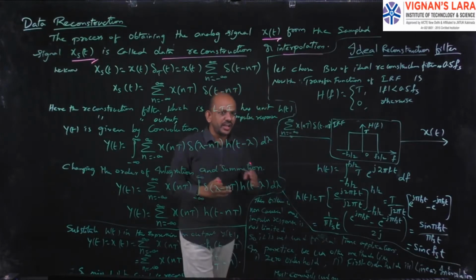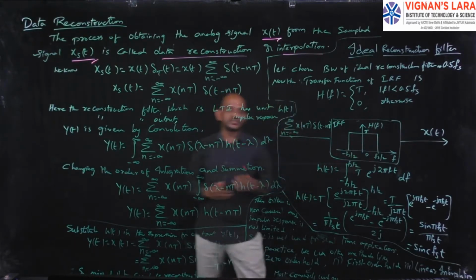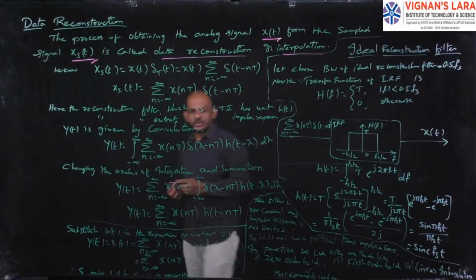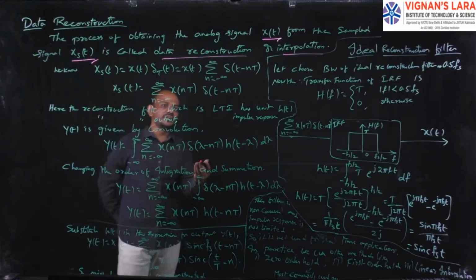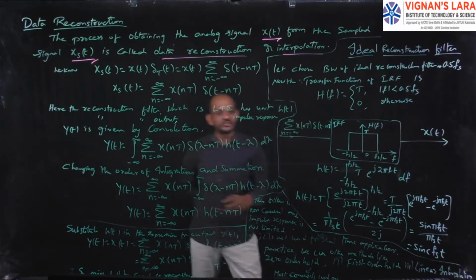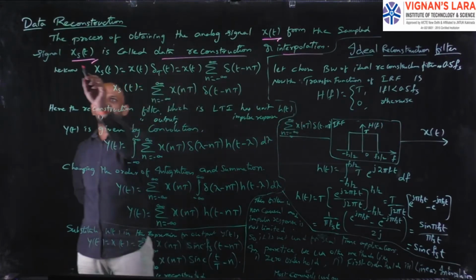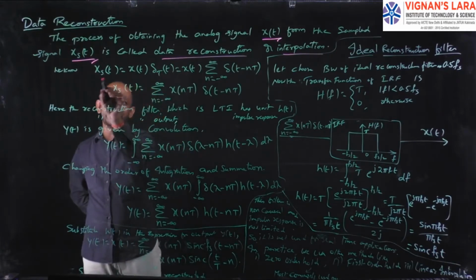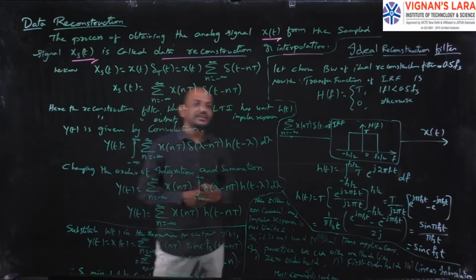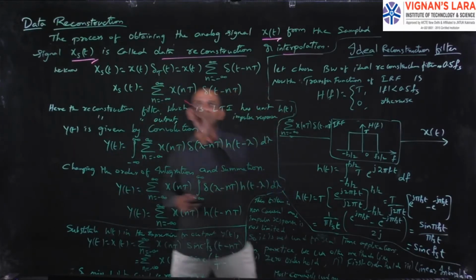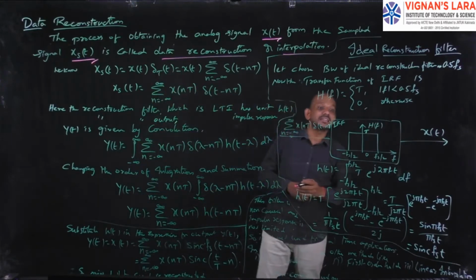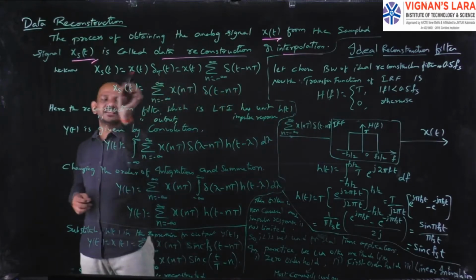Now from x of t I want to get the sampled signal. How can I get it? I have to multiply x of t with an impulse train, and then I get the sampled version of the signal, taken as xs of t. So I write the equation: xs of t equals x of t, the input signal, into delta T of t, the impulse train with period capital T. If you multiply these two, you get the sampled signal.